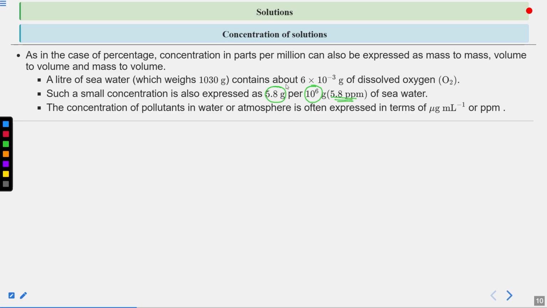Remember, the mass of the solute is taken in gram and the mass of the solution is also taken in gram, and then we have multiplied the same thing with 10 to the power 6, and then we have got this 5.8 ppm. Similarly, the concentration of pollutants is expressed in terms of mu grams per ml, where mu gram is simply 10 to the power minus 6 gram, or you can say it also as ppm. We will do questions on it which will make it more clear to you.